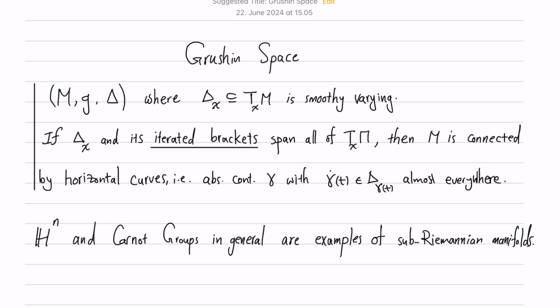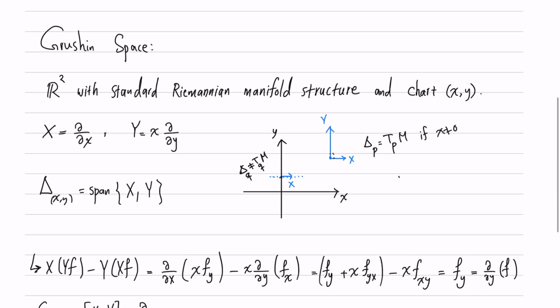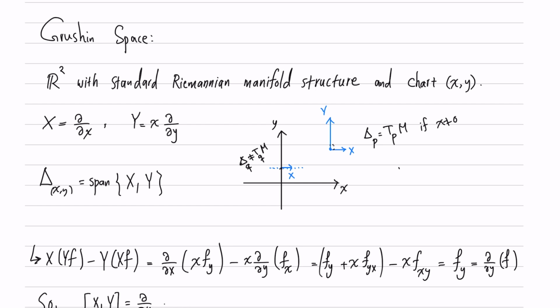But we want to see a Sub-Riemannian manifold now that is not a group, namely the Grushin space. The underlying manifold here is R² with its standard Riemannian structure. That means the inner product is the familiar one. And for the choice of Δx, we're looking at the span of these specific vectors, capital X and capital Y. Notice that Y has this extra multiplication by x. It's scaled up, at least when you're away from the y-axis.